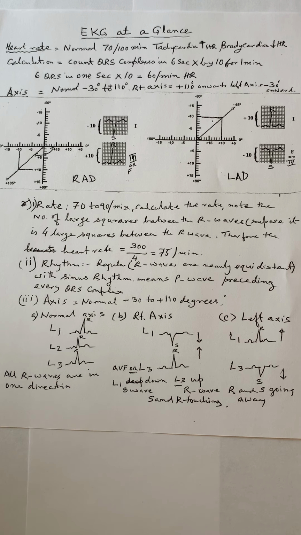Now, each is a 90 degree angle. And then what you see, find out how deep is the S wave in lead 1. How deep is S in lead 1 in millimeters? So count here, it is 10 millimeters S and it is on the negative side.